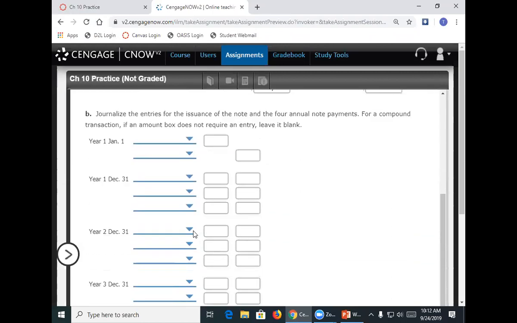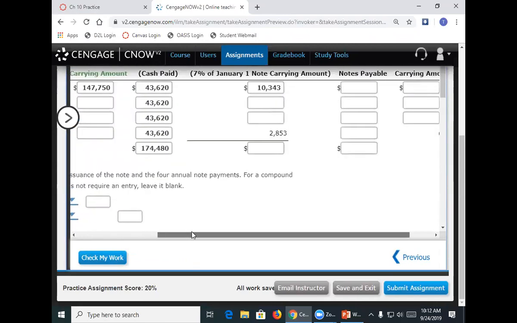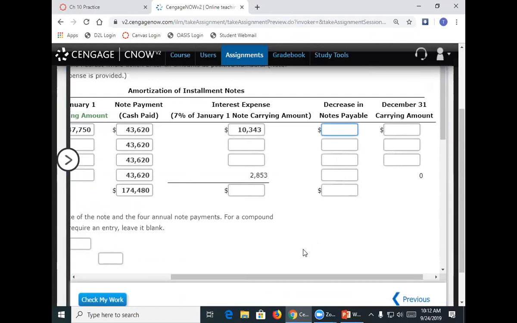I have to scroll over. So what's my decrease to notes payable? If we paid $10,343 in interest, how much did we pay in principal? $33,277. Very good. And how'd you get that? You subtract the note payment minus the interest. Very good. We take our total payment, the note payment, $43,620, minus how much went to interest. So in year one, we're decreasing our note payable by $33,277.